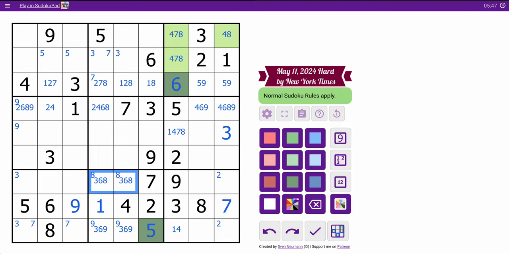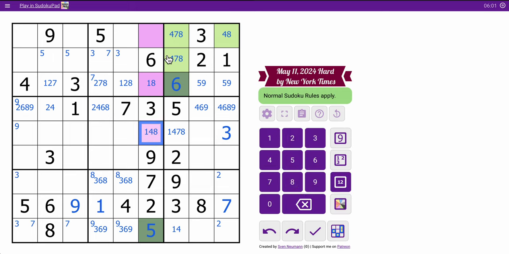Let's see, what else has a lot of digits in it? Column 6, which is missing 1, 8, along with 4. I don't know why I keep typing in the wrong digits. And box 9 looks interesting. 3, 7, 8, 9. I need 1, 4. I need 1, 2, 4, 5, 6.